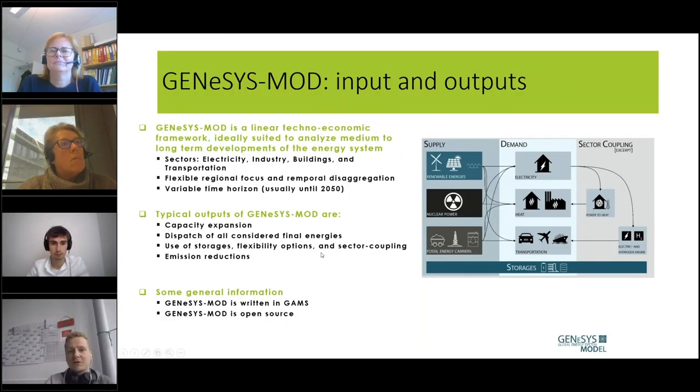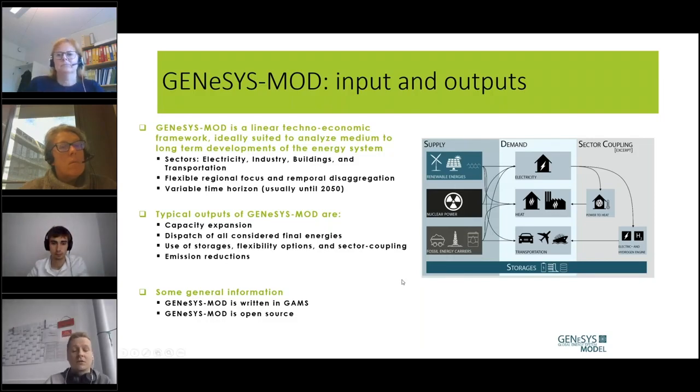Generally, GENeSYS-MOD is a linear and techno-economic framework. The huge strength of GENeSYS-MOD is that it's very flexible. It's just a framework where the user, depending on the input that is put into the model, can determine what the subject of analysis will be. It includes the sectors electricity, industry, buildings, and transportation. The regional focus is very flexible again.